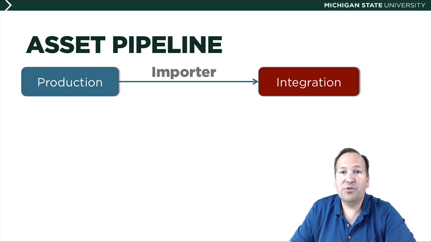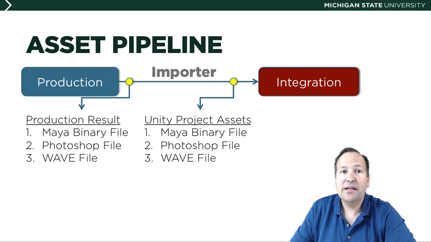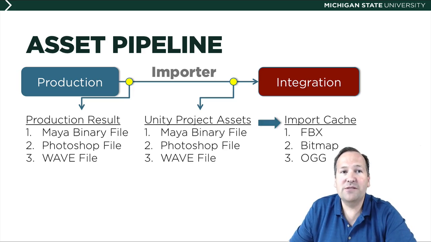Typically, at the end of the asset production, you'll have something like a Maya binary file for a 3D asset, complete with a model, UV map, texture, rig, and animation, a Photoshop file for a 2D asset, complete with layers of pixel maps, and a WAV file for audio assets, complete with multiple tracks of audio. When you import, Unity makes an exact copy of these files and places them into the project asset folder. At the same time, Unity converts these files into a usable format for within the game engine.